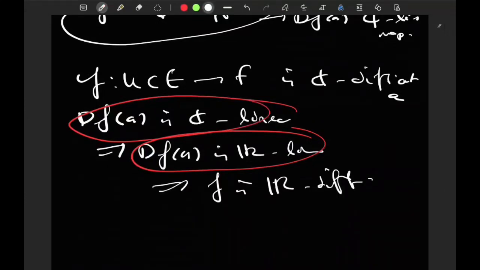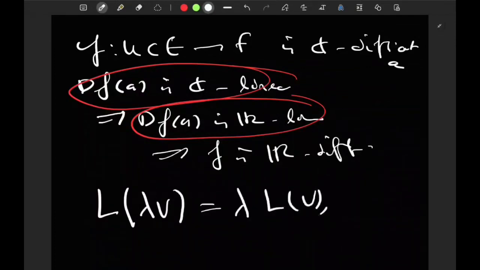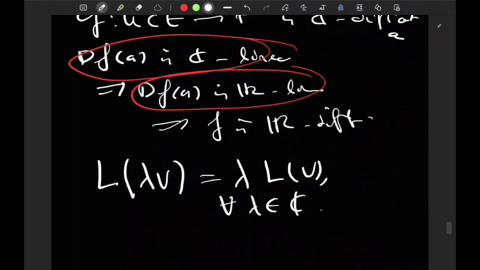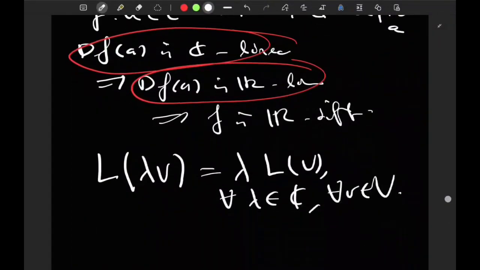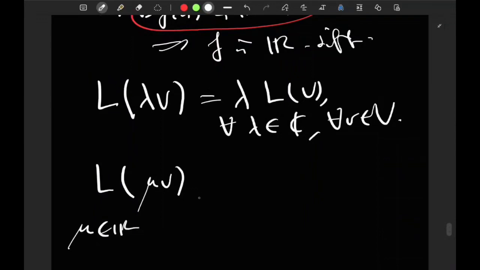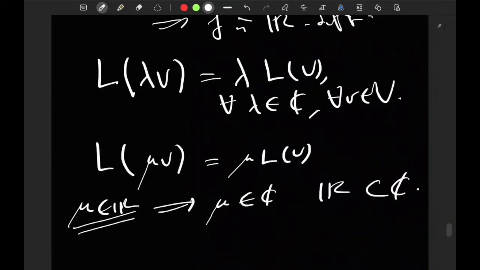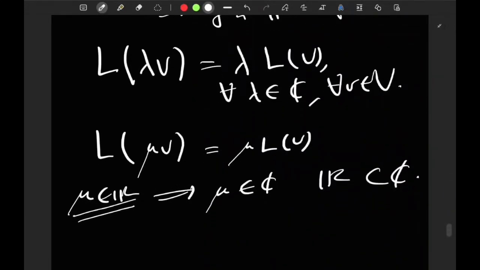If we have a linear map L which satisfies that L of lambda V equals lambda L of V for all lambda in C and for all V in your vector space, then if I say L of mu V, where mu is a real number, this is also mu times L of V, because being a real number implies that you are a complex number as well, because R is a subset of C. Every real number is by default a complex number. So if a map is C linear, then it is necessarily R linear.